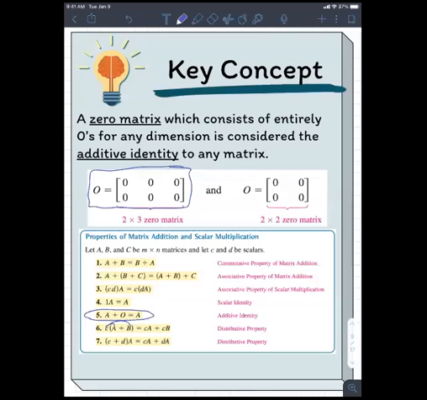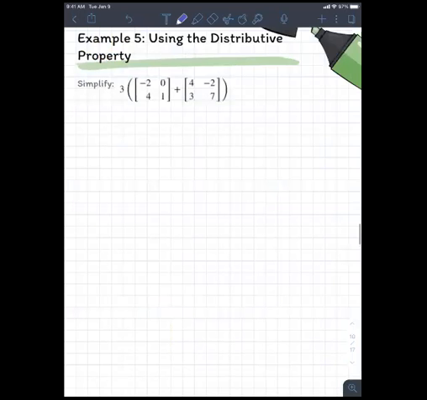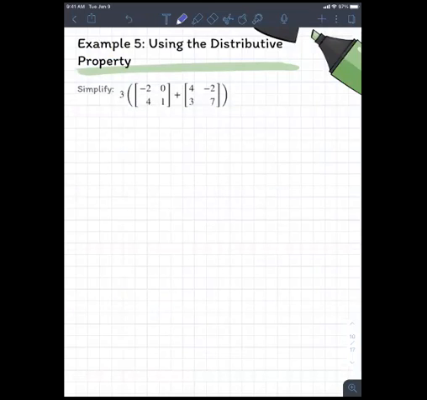All right, I think I got one from everybody. So for example 5, you're using distributive property. Like I said earlier, it's entirely up to you if you'd rather do them by hand or if you'd rather do them on the calculator. For this question, it's probably the same amount of work either way. So I'll let you guys decide how to do it.